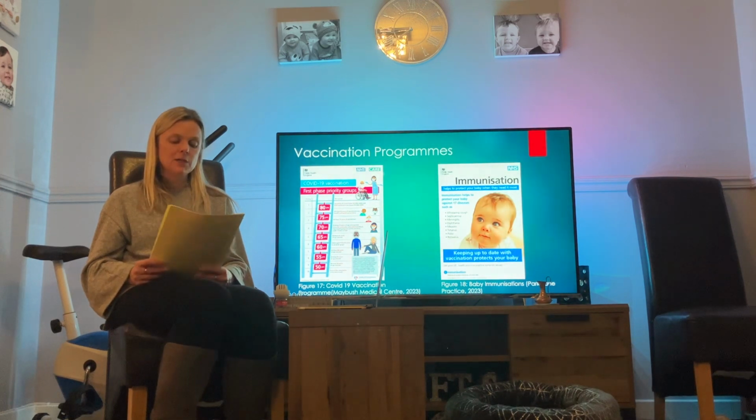A yearly vaccination against the flu is offered to certain groups of people, namely the most vulnerable, the elderly and children. Vaccines are also offered to babies and children against certain diseases such as diphtheria, polio and mumps, measles and rubella, which is the MMR vaccine, to name a few. These diseases have been near on eradicated thanks to the vaccination programs.